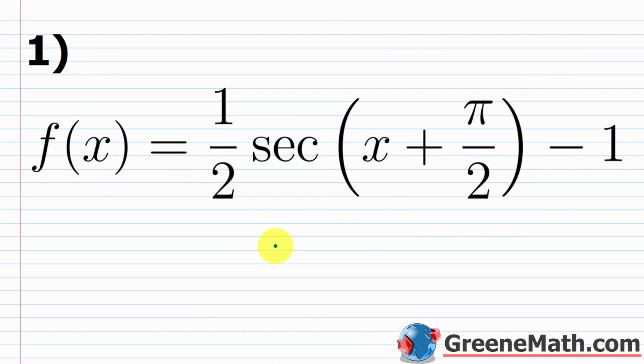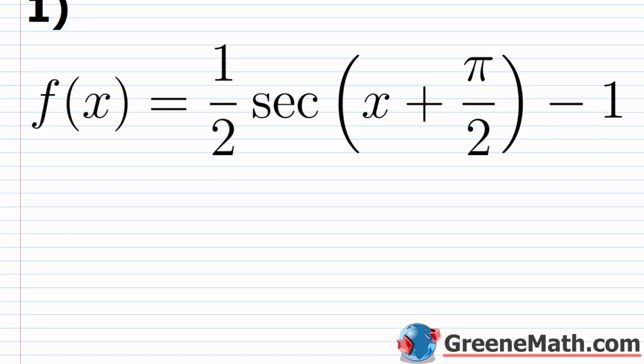All right, for problem 1, we have f of x equals 1/2 secant of x plus pi over 2, and then minus 1. So what I'm going to do is just start off with the basic information that we're asked for. We want to find the period, we want to find the phase shift, and we want to find the vertical shift. So those are pretty easy to do.